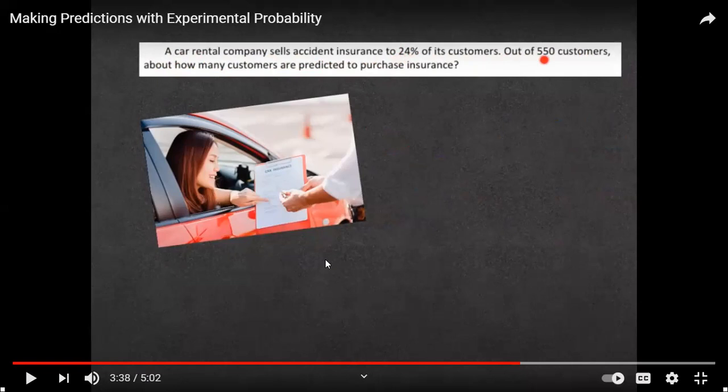How can we find the answer for this one? A car rental company sells accident insurance to 24% of its customers. Out of 550 customers, about how many customers are predicted to purchase insurance? How can we use prediction? Yes, what?